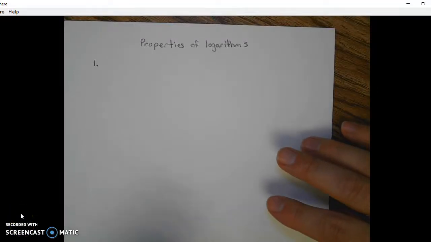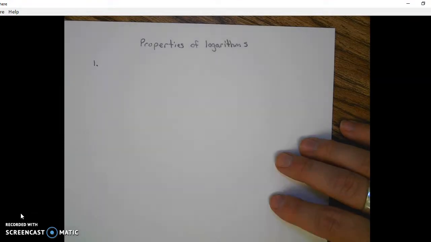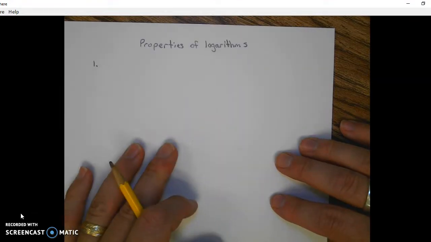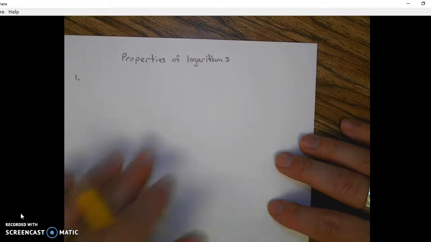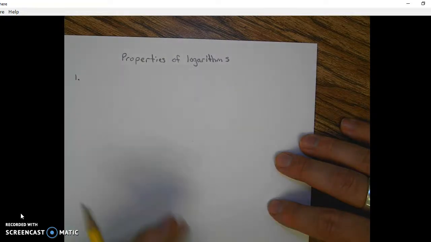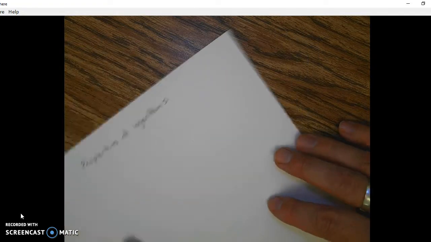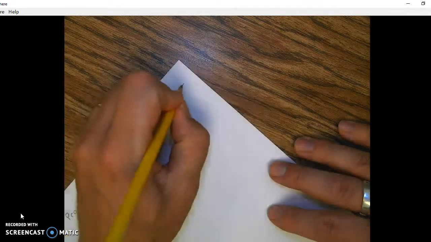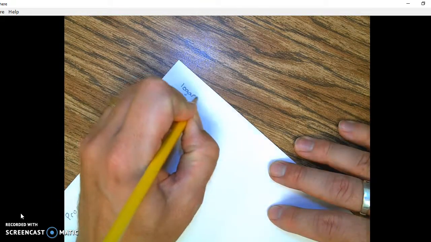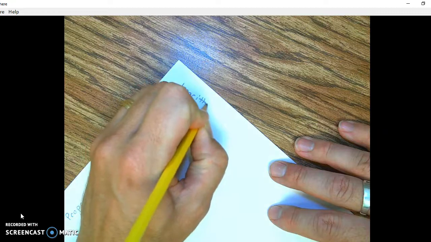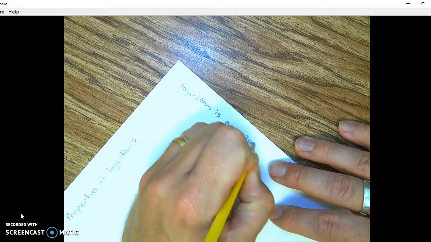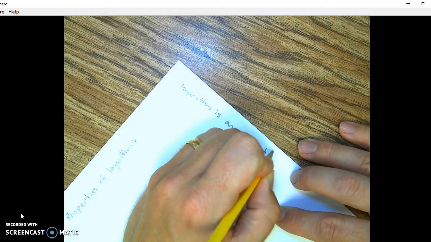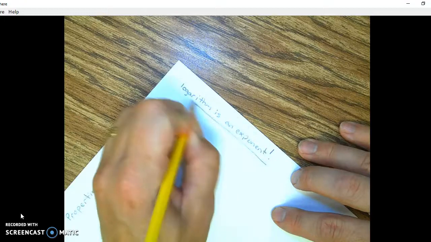We're going to start talking about properties of logarithms. Something you should know about logarithms: if you remember this little mantra or saying, it'll help you remember what a logarithm is. A logarithm is an exponent. That's what a logarithm is. A logarithm is an exponent. So keep that in mind.